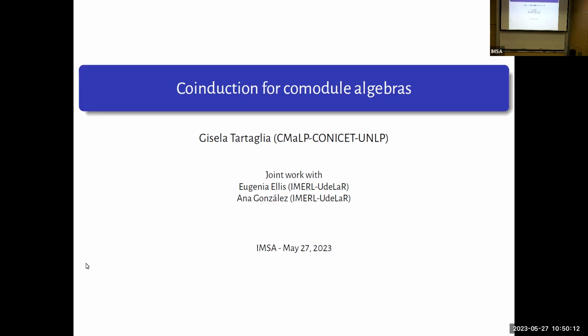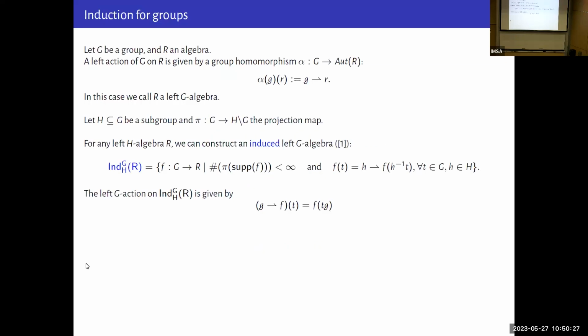And well, I want to talk about this, an ongoing project with Eugenia Ellis and Ana González. They are both from Uruguay. And this is about coinduction for comodule algebra. So let me start recalling the construction for groups. That is, if we have a group G, a subgroup H, and we know an algebra with an action of H, how do we get an algebra with an action of the whole group?